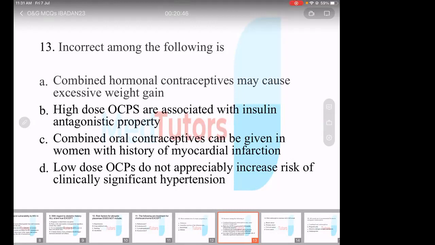Then D, low dose OCPs do not appreciably increase risk of clinically significant hypertension. Of course, unless that hypertension is not well controlled, but for women who have well controlled hypertension, they can take very low dose OCPs.